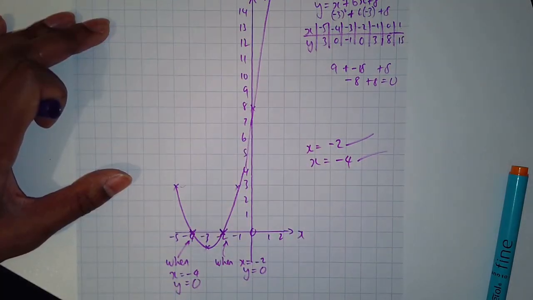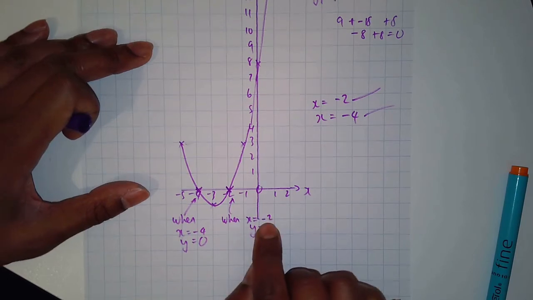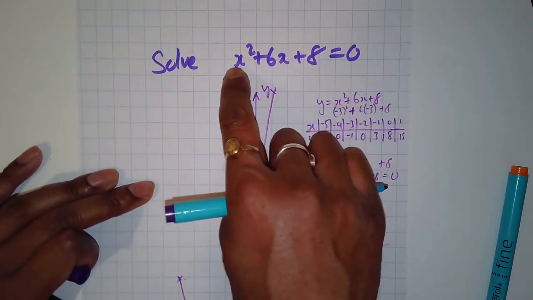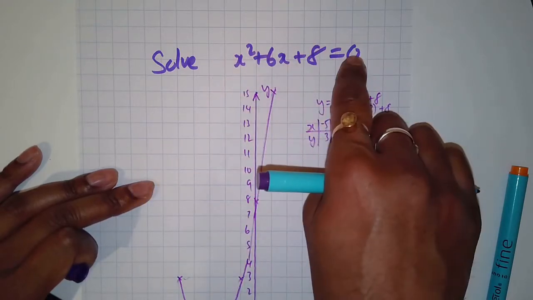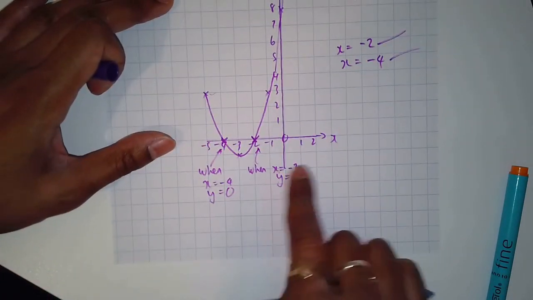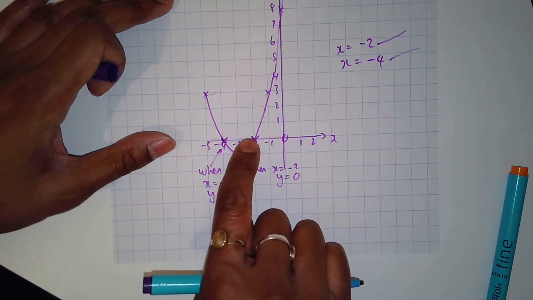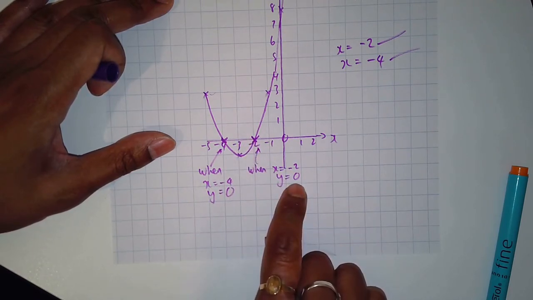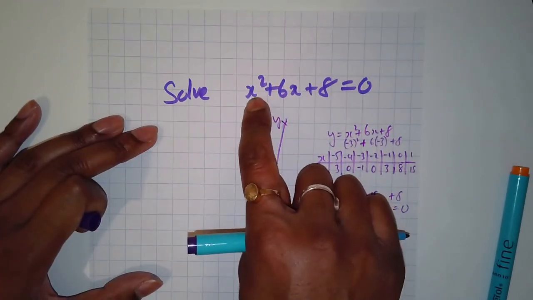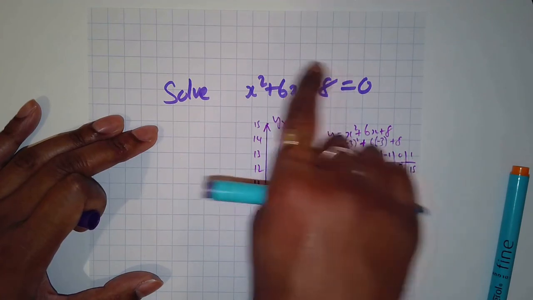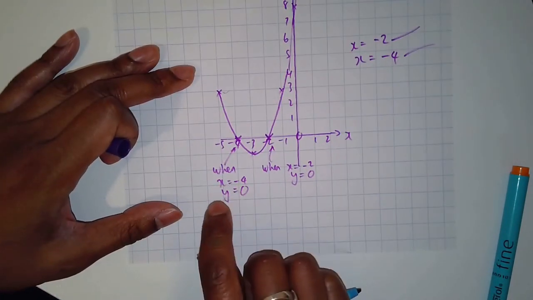So what we're trying to say here is, when x is minus 2, when you substitute it, the value y becomes 0. So when x is minus 2, y is 0. Minus 2 along the corridor, 0 up the stairs. There you go. And similarly, when you replace x with minus 4, all of that becomes 0. So when x is minus 4, y is 0.